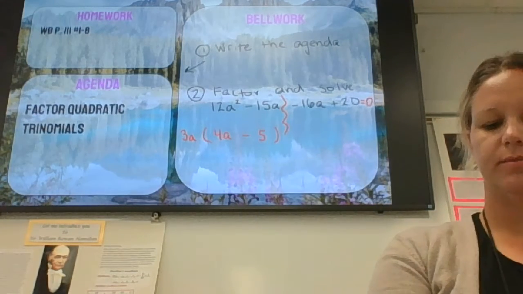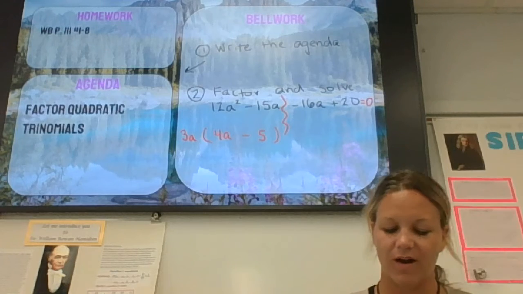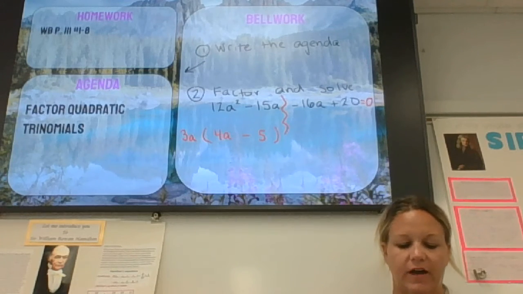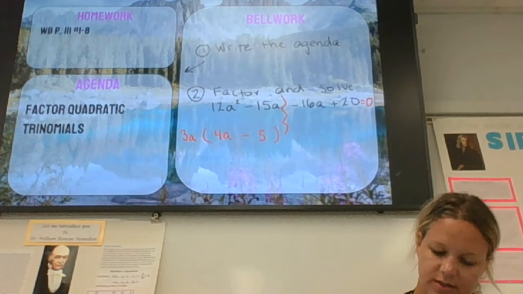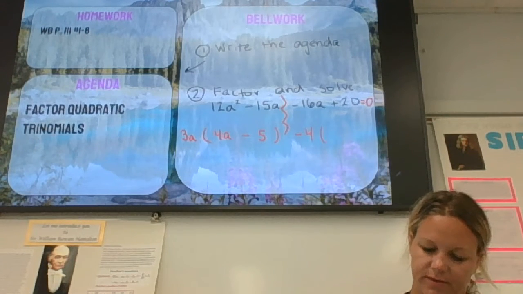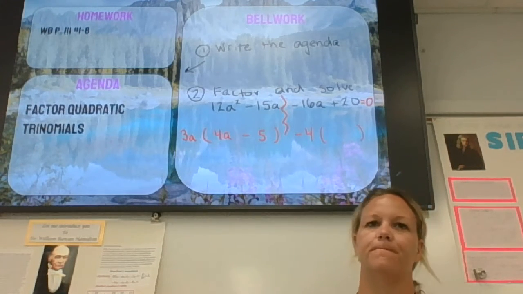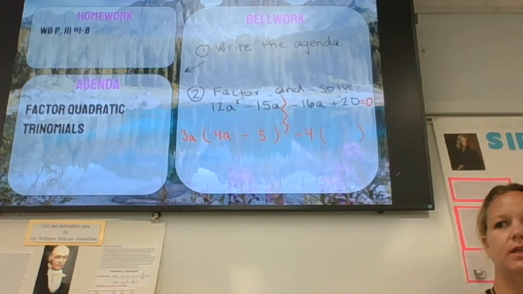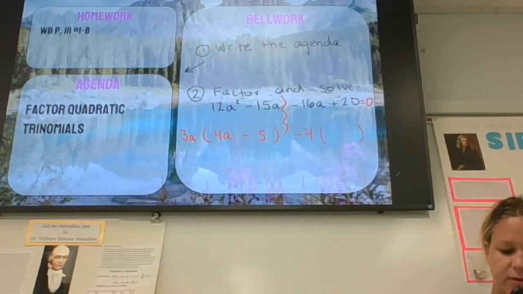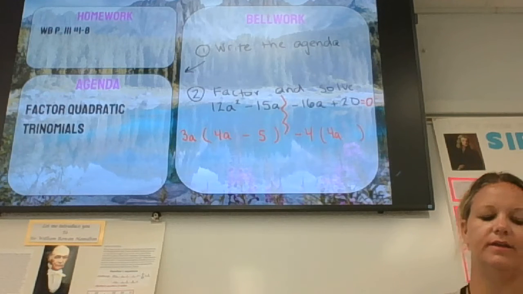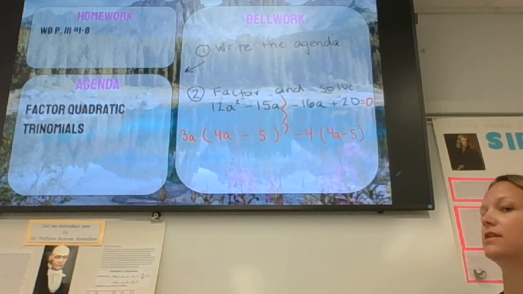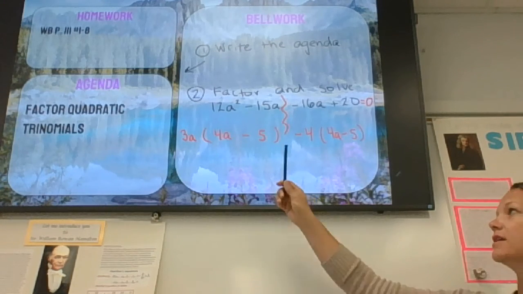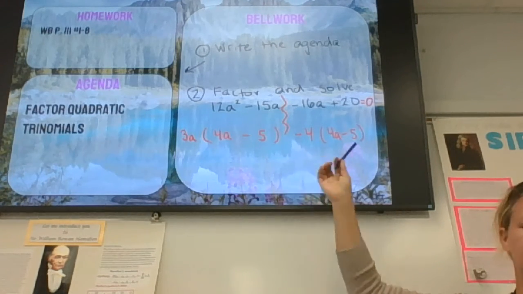They both divide by 4. And in fact, that 16 is negative, so we're going to take out a negative 4. So negative 16 divided by negative 4 will be a positive 4 with an A. And 20 divided by negative 4 will be a negative 5. Parentheses match.